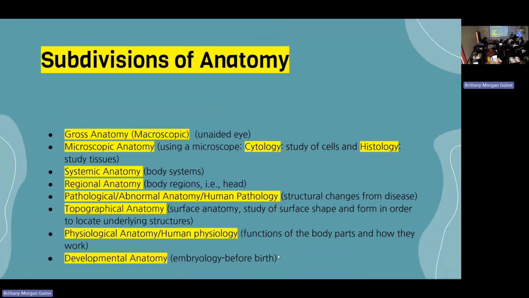Microscopic anatomy is where we use microscopes, and there are subdivisions here. Cytology, for cell, is the study of the individual cell. Histology is the study of tissues, specifically muscle tissue, nervous tissue, and epithelial tissue, which is skin, what we usually think of when we think of tissue. Histology is the study of the different body tissues. There are four different types of body tissues that we'll talk about.